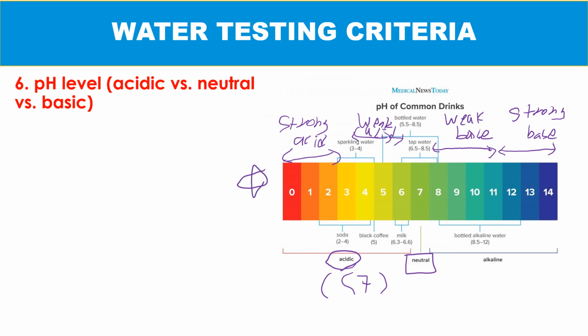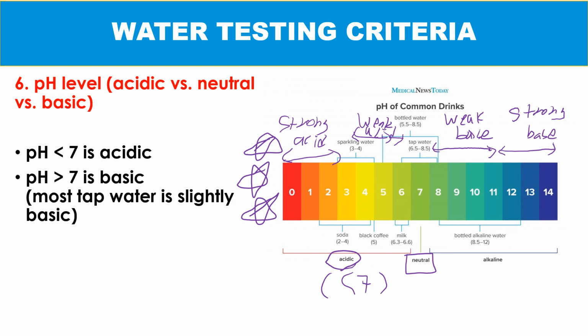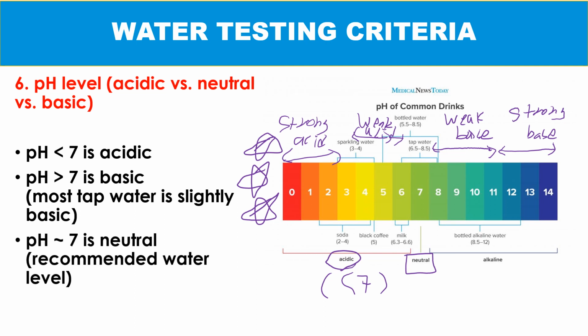This chart plays such a huge role from now on, especially in grade 9 too. Like I said, the guideline: pH smaller than 7 is acidic, more than 7 is basic, and most tap waters are very slightly basic because they have a few ions in them, especially in Alberta, hard water. And pH around 7 is what we recommend.